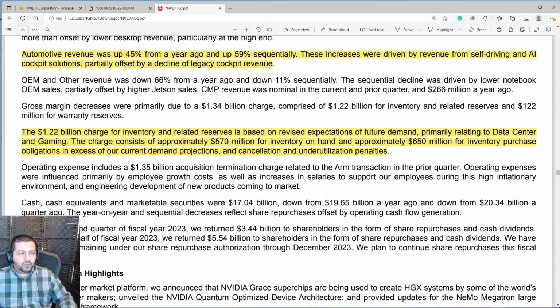And here you see the $1.2 billion charge for the inventory, and the charge consists of 570 million for inventory on hand and then 650 million for inventory purchase obligations in excess of their current demand projections and the fees they had to pay for cancellation and underutilization penalties.